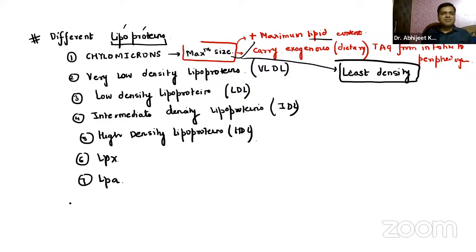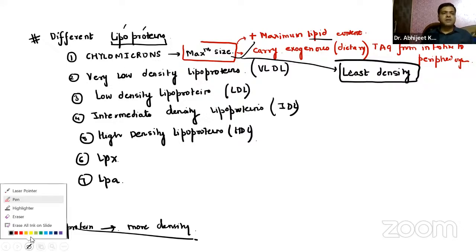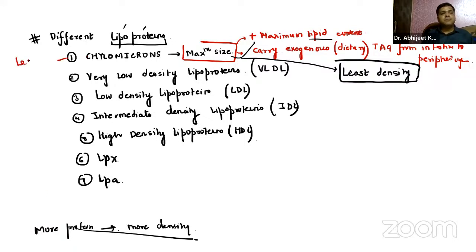Now you already know one concept, guys: more protein means more density. Proteins are the structural units of our body, so if there is more protein, there will be more density. So obviously here they have the least density because they have maximum lipid. They have the least protein content. Chylomicrons, remember, have the least protein content. When I say maximum lipid content, it means it contains maximum TAG, triacylglycerol.